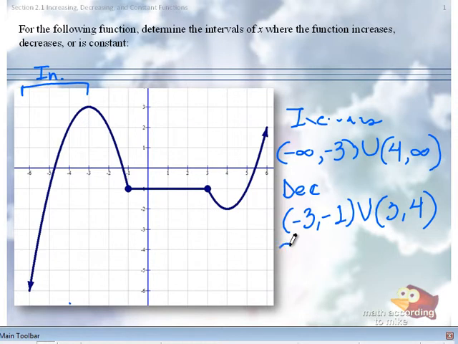Someone else, where are we constant? I'll put a colon. -1 to 3. That's a parenthesis there. I promise.